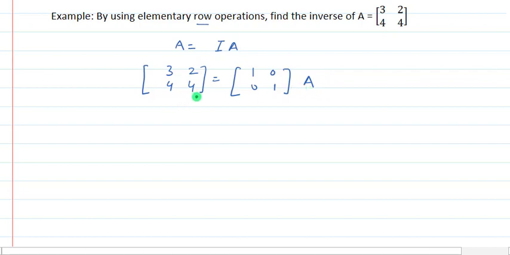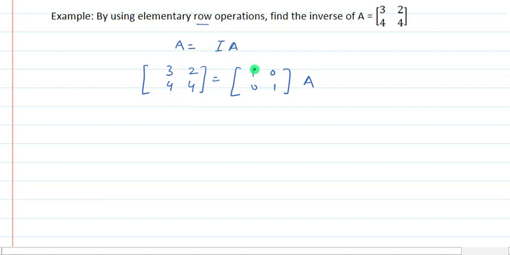Now let us start applying row operations. First of all let us discuss what our objective is. Our objective is to make this matrix A into I, meaning we need to apply the operations in such a way that this 3 turns to 1, 2 turns to 0, 4 turns to 0 and this 4 turns to 1. Means we need to make it I.